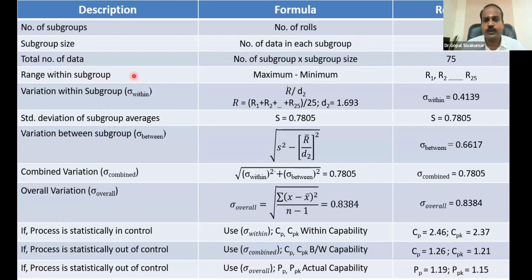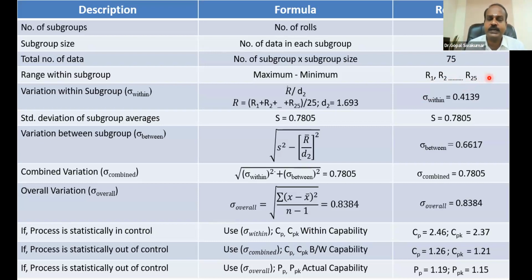Now for every subgroup, I want you to calculate a statistic known as subgroup range. How many subgroups? 25. So you will have 25 subgroup ranges. You see here, R1, R2, up to R25. Now the range can be converted into standard deviation, because range is a measure of variation. Standard deviation is also a measure of variation. Variance is also a measure of variation. We already know there is a connection between variance and standard deviation.